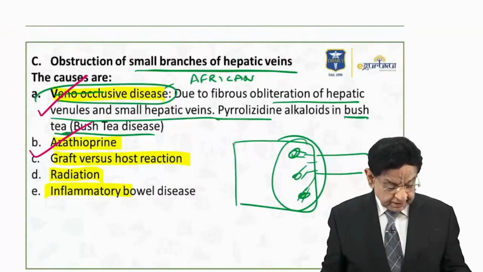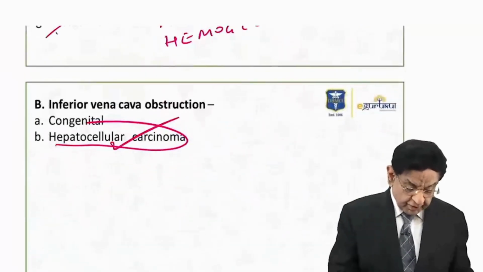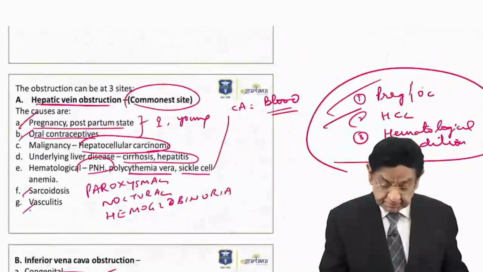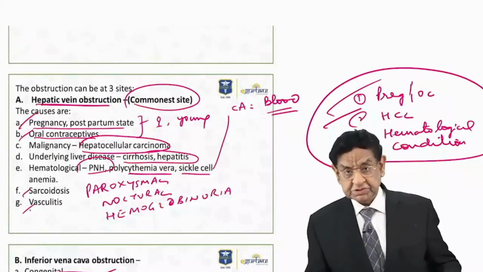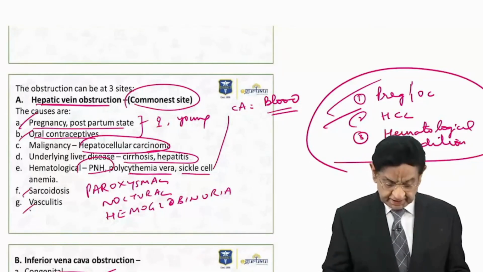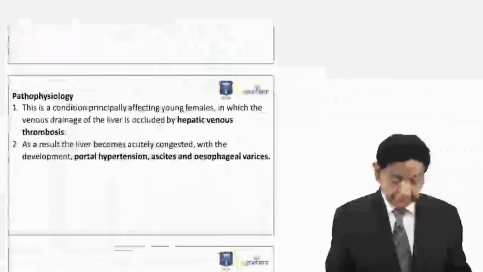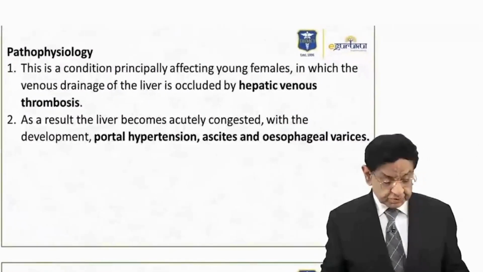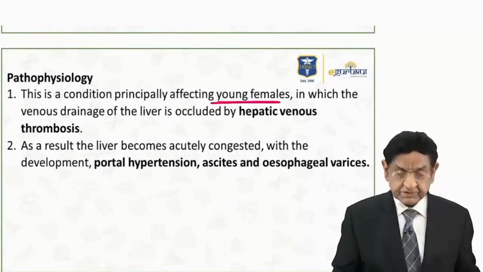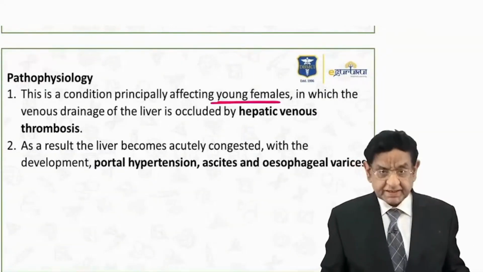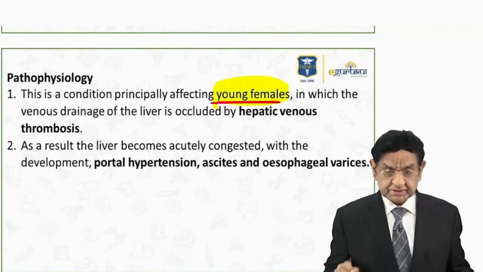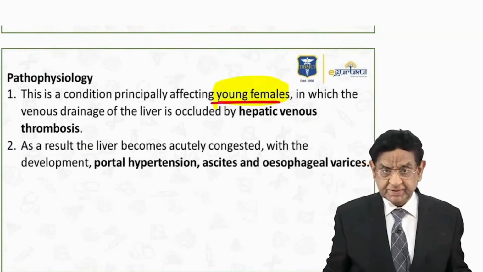So overall, two keywords, only one keyword, and the three keywords, that is hematological condition, pregnancy, and hepatocellular carcinoma. So they are the only 5 keywords to remember in causes. Now what is the pathophysiology? It affects more young females, the reason I told you, and it is a keyword to remember. It can occur in males also, but mostly young females, for the obvious reason I told you.